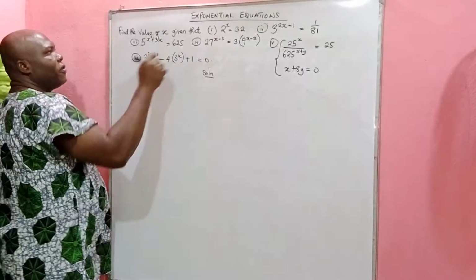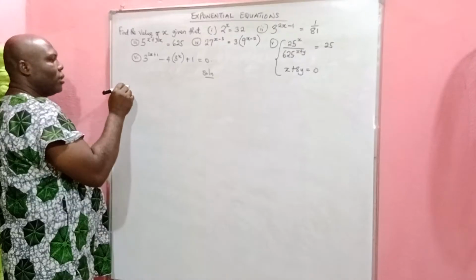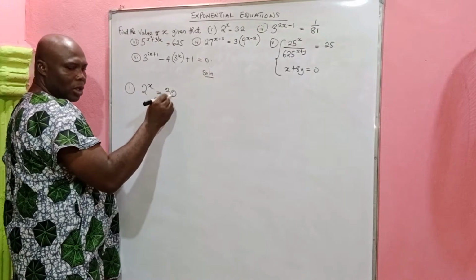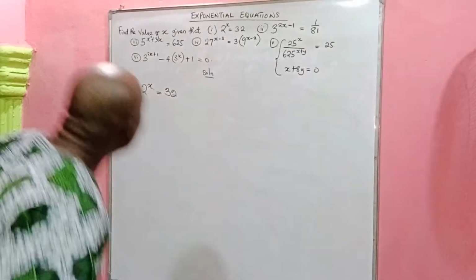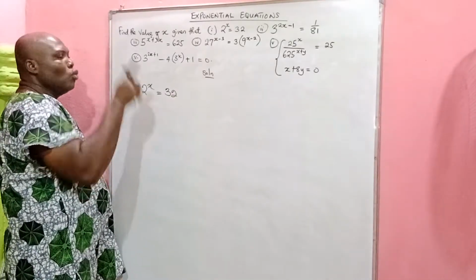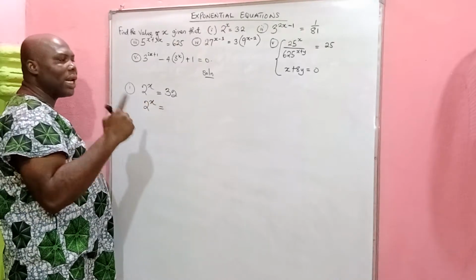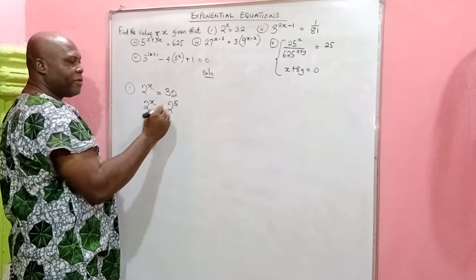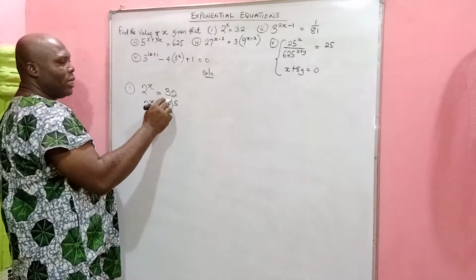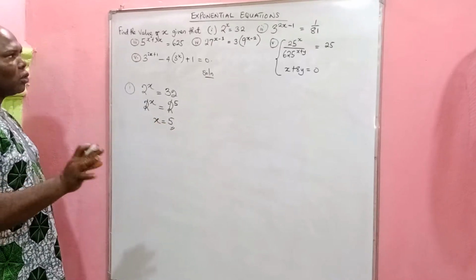Alright, so we have the first one: find the value of x given that 2^x is equal to 32. That's number one. So we want to find the value of x. The first thing we are going to do here is to express 32 in the form of a base, 2 raised to a particular power. We know that 32 will be 2 raised to the power of 5, so 2 times 2 times 2 times 2 times 2 will give us 32. So at this point, the base 2 will cross out. It means our x will just be 5, and that's all. So we are done with number 1.